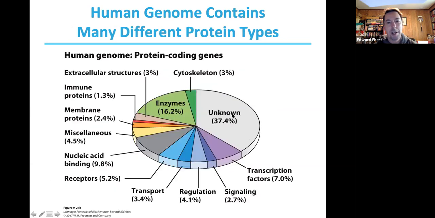All right. If we look at just those proteins, what are our protein coding enzymes? Like 16% of the protein coding genes are enzymes. About 3% are in the cytoskeleton or extracellular structures, another 3% here, transport, regulation, signaling. And hey, if you want a career in science, more than a third of all the proteins are unknown, what their function is.